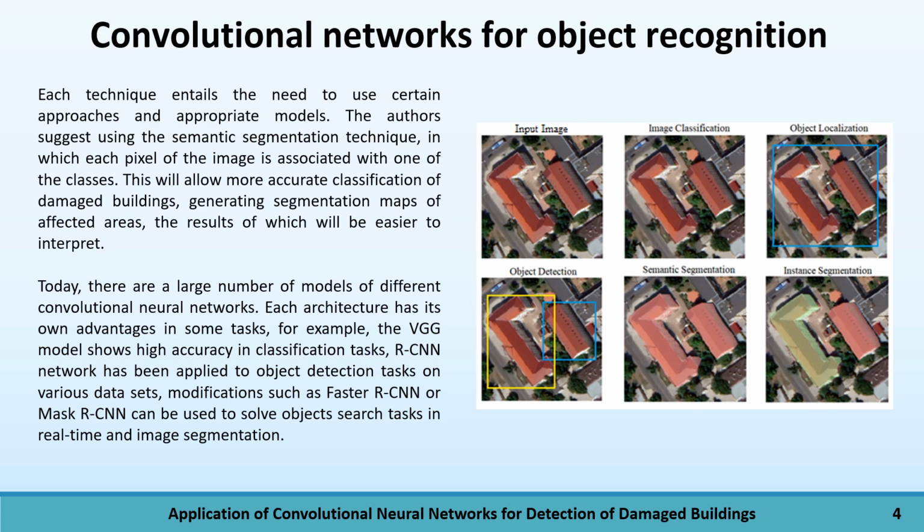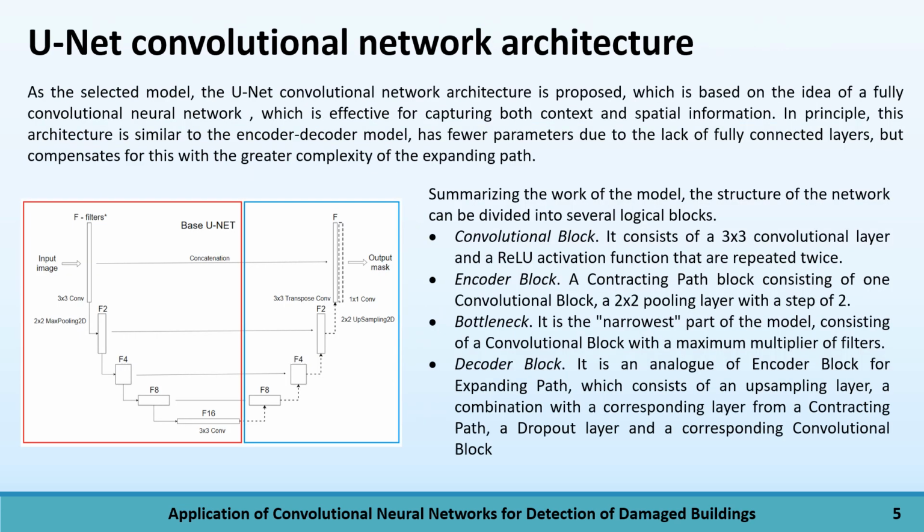Today there are a large number of models of different convolutional neural networks. Each architecture has its own advantage in some tests. For example, the VGG model shows high accuracy in classification tests. R-CNN network has been applied to object detection tests for various data sets. Modifications such as Faster R-CNN or Mask R-CNN can be used to solve object search tasks in real time and image segmentation. Let's talk about U-Net convolutional network architecture.